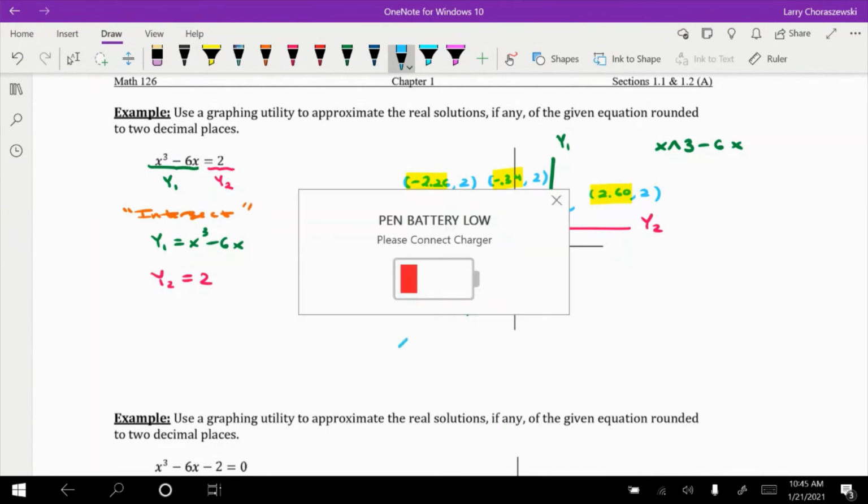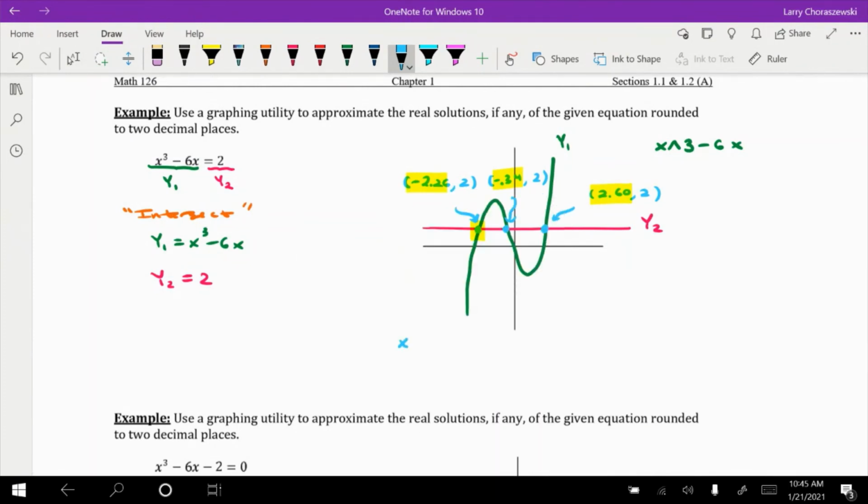And here's where I'm going to write out the solutions, just kind of all in a row. I'll say x is approximately, since we rounded most of these values, negative 2.26, comma, negative 0.34, comma, 2.60. Or you could separate them out and just say x is approximately negative 2.26, x is approximately negative 0.34. I'm okay either way.